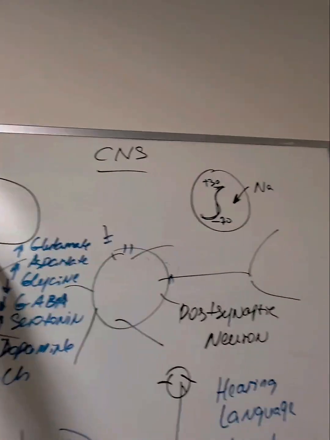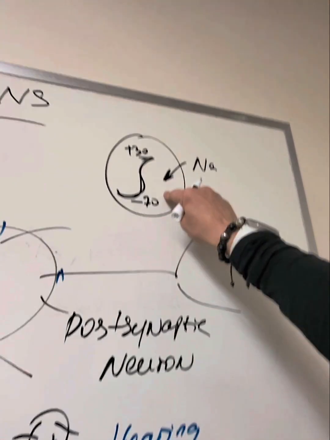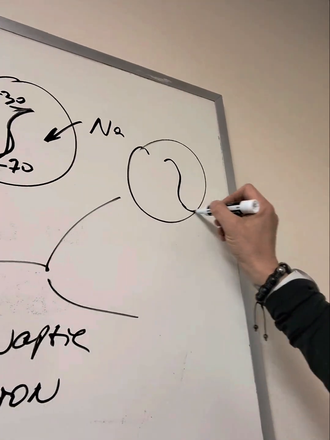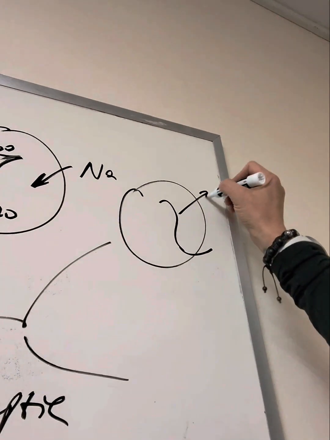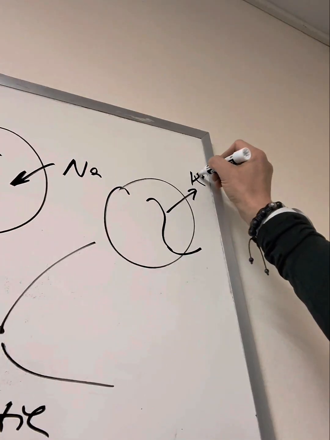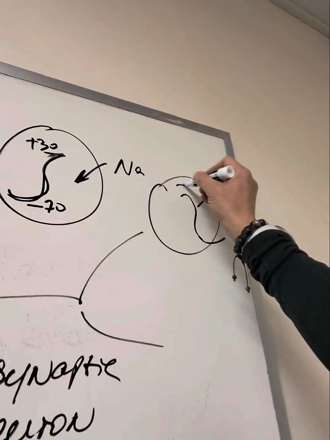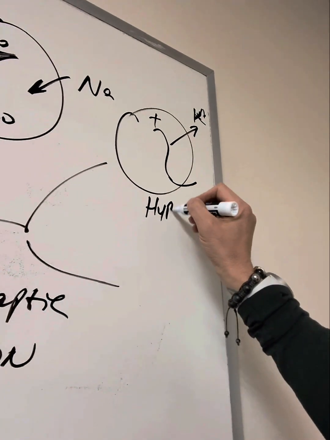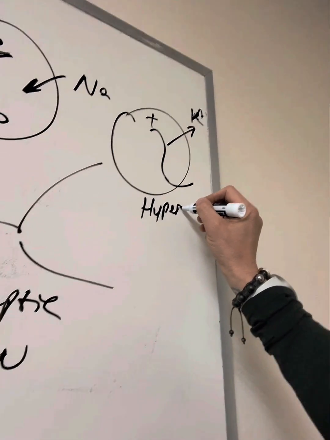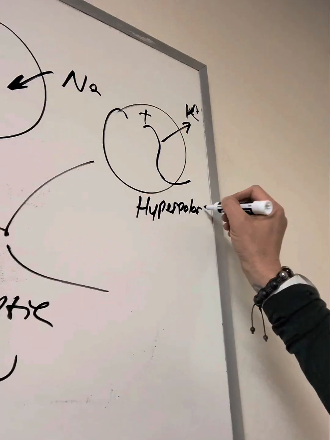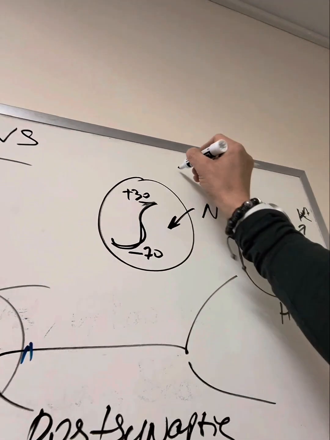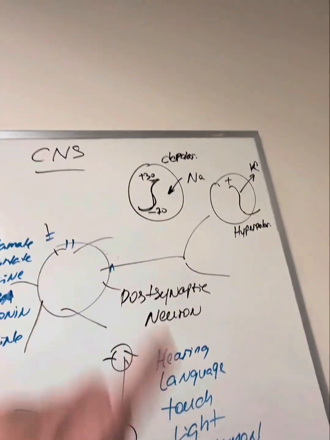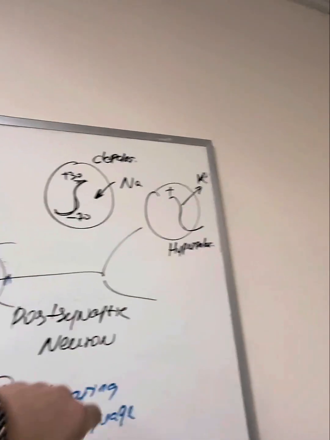So excitatory neurotransmitters depolarize. Inhibitory neurotransmitters hyperpolarize. They remove potassium, because by removing potassium you go from positive to negative. You go to hyperpolarization. This is a depolarization. You can watch the previous videos on depolarization and repolarization.